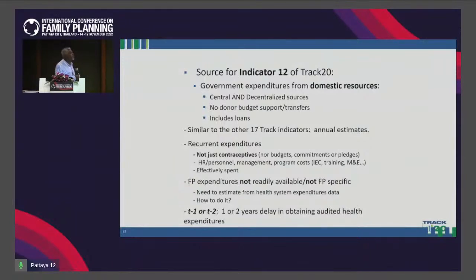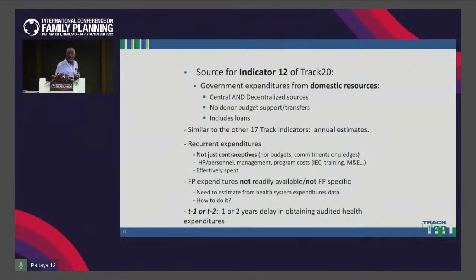It's really recurrent expenditures. When we started this kind of work on expenditures, the first interest was how much government is spending on contraceptive commodities. No, we go beyond that, so it's everything else in recurrent expenditures. The health personnel that Julius showed you talked about the way we dwindle down or arrive at some specific FP expenditures for human resources, for management, the program costs, IEC, training and others, and what's been effectively spent.